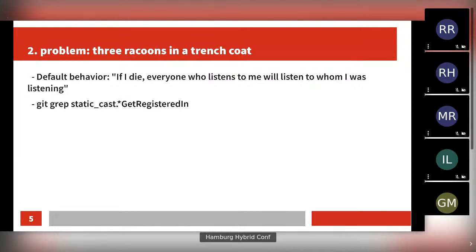I asked you to git grep for static cast get registered in. And you will find many cases of this being used. Get registered in is, if you have a listener that observes something, the get registered in will give you what this thing is listening to. That kind of can make sense, but you didn't want this relation to be too hard, but anyway.